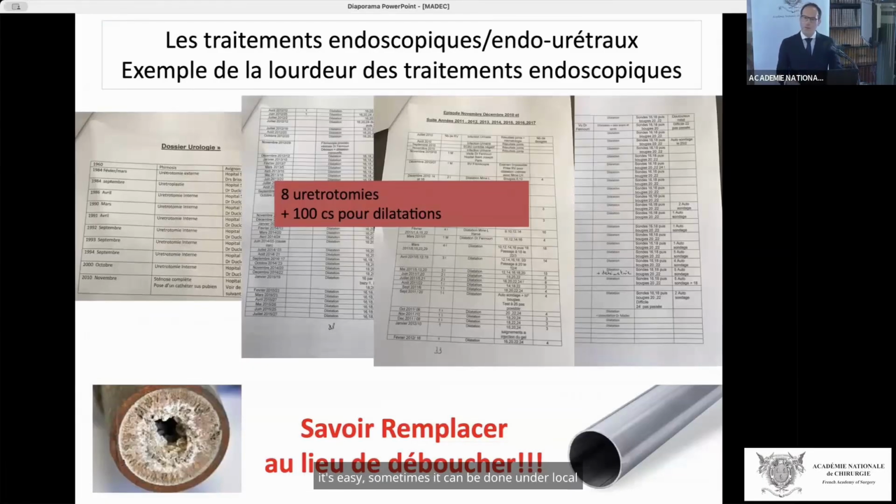It's simple, it's easy. Sometimes it can be done under local anesthesia. Right. But the reality is that from a medico-economic standpoint, I think a urethroplasty costs less than 8 urethrotomies and 100 consultations with the urologist without even curing the disease. And so at some point, you're going to have to replace the pipe rather than just unclogging it. Now, I'm not a plumber, but I think that's a pretty good analogy.